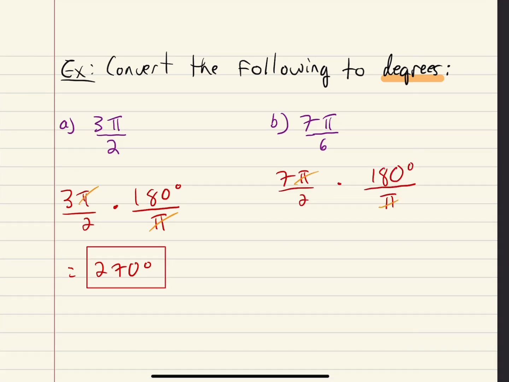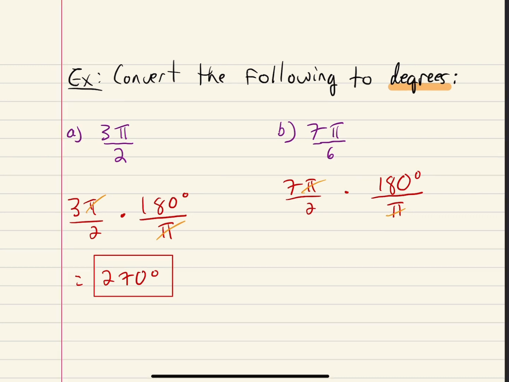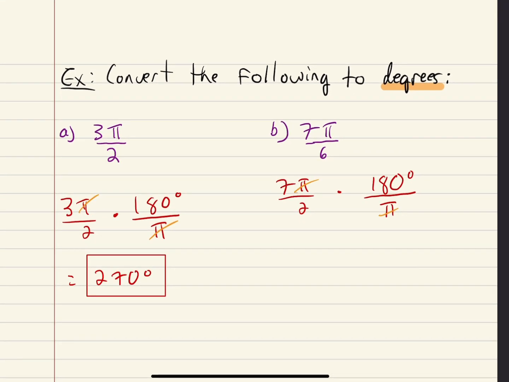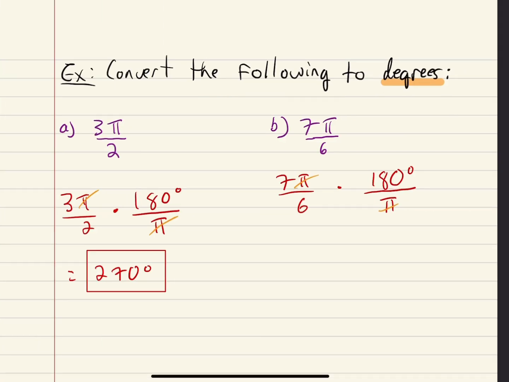We do the same process for the 7 pi over 6, and I realized I put a 2 over here, but it should be a 6. We're going to quickly correct that. And again, we do 180 over pi because that is the ratio. The pi's cancel out. And then we are left with about 210 degrees.